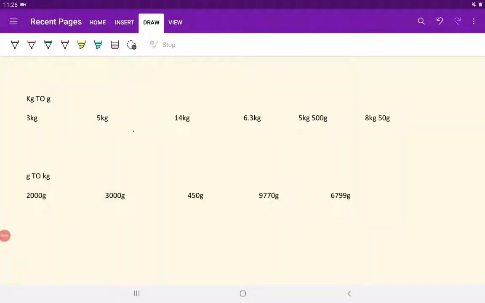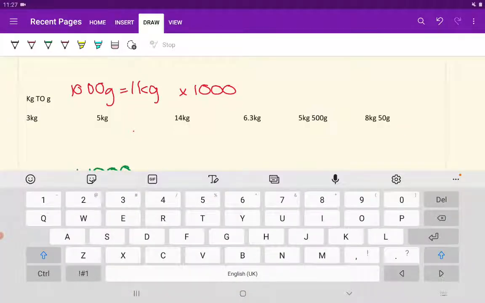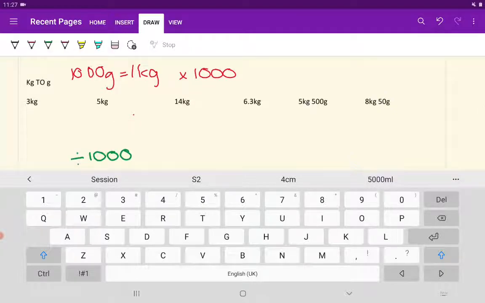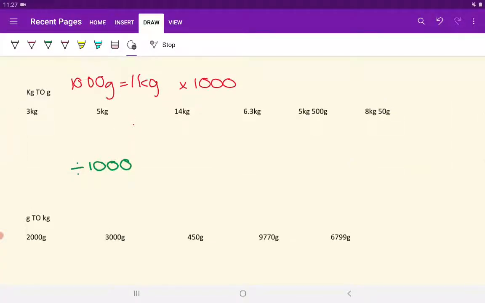Okay, and then it's pretty much the exact same, guys, for kilograms to grams and grams to kilograms. So 1,000 grams is 1 kilogram, or 1 kilogram is 1,000 grams. So when we're doing kilograms to grams, we're going to be timesing by 1,000. And when we're doing grams to kilograms, we're going to be dividing by 1,000. So these questions have been pretty similar all the way through. Okay, it's just about remembering which ones are by 10 and 100 and 1,000 when it comes to looking at the lengths. Okay, but everything else has been pretty similar.